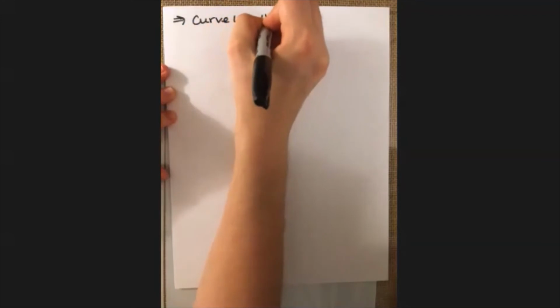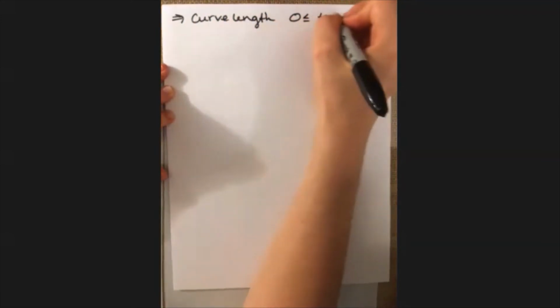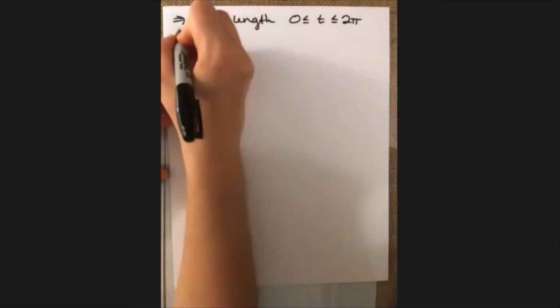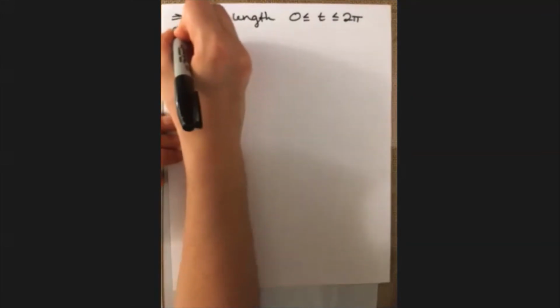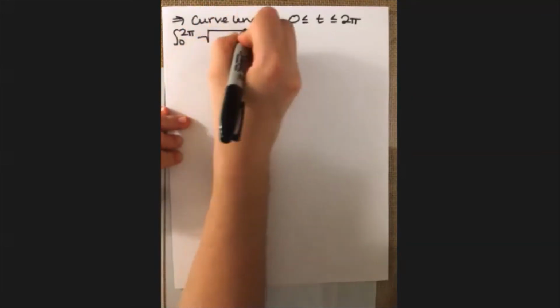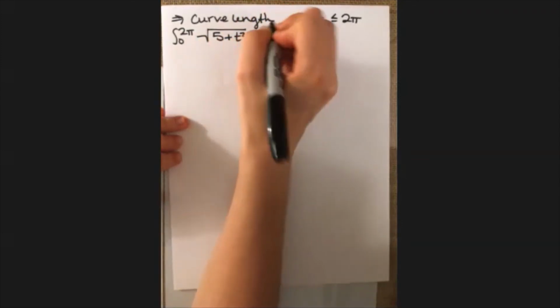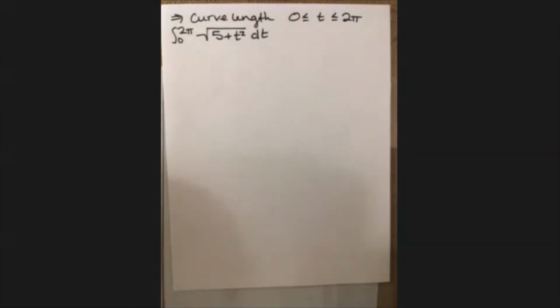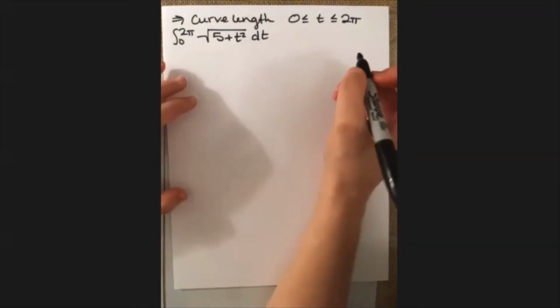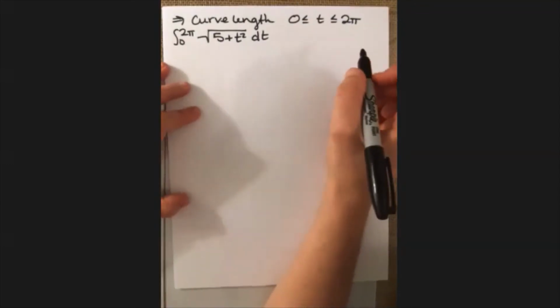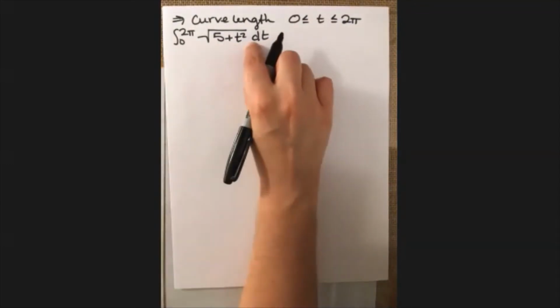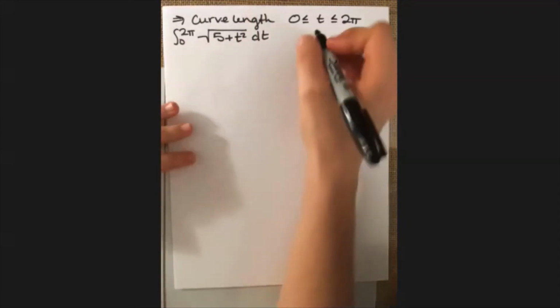So our curve length, when we're looking at 0 less than or equal to t less than or equal to 2 pi. To set up the integral, we have 0 to 2 pi, square root 5 plus t squared dt. Well, that looks simple enough for now, but what we're actually going to wind up having to do to complete this integral is some trig substitution.